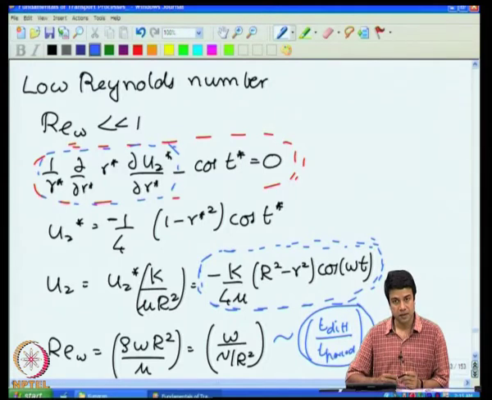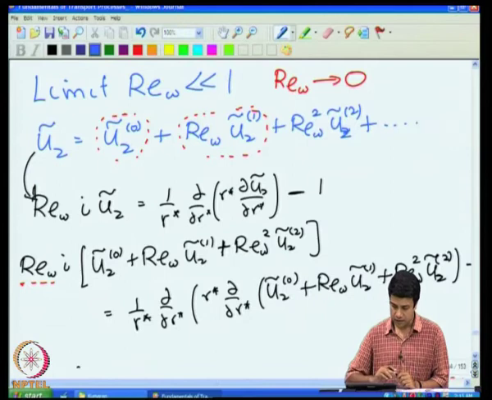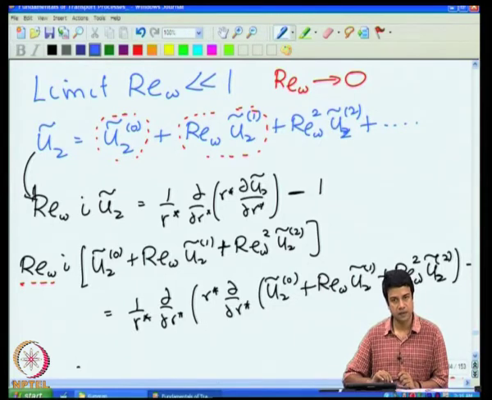So, in the limit of very low Reynolds numbers, if we neglect the inertial terms completely, we just get back a parabolic velocity profile. But we can do better than that. We can, for example, consider the correction to this parabolic velocity profile due to inertial effects using an expansion. We use the Reynolds number as a small parameter and expand the velocity field in the Reynolds number.